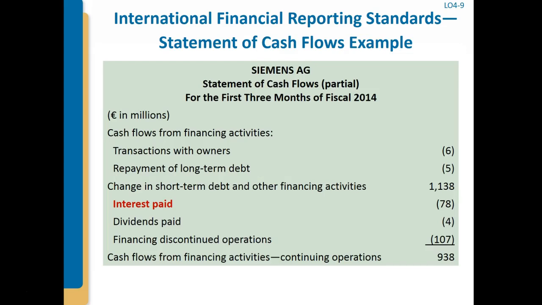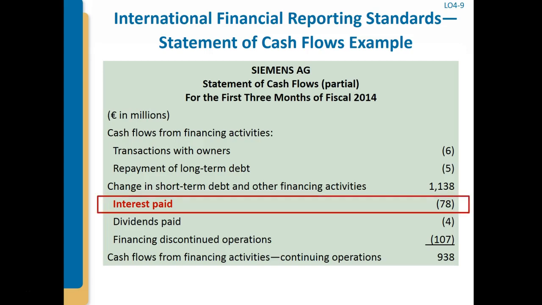So Siemens, a German company, prepares its financial statements according to IFRS. In its statement of cash flows for the first 3 months of 2014's fiscal year, the company reported interest and dividends received as operating cash flows, as a U.S. company would. However, Siemens classified interest paid as a financing cash flow.